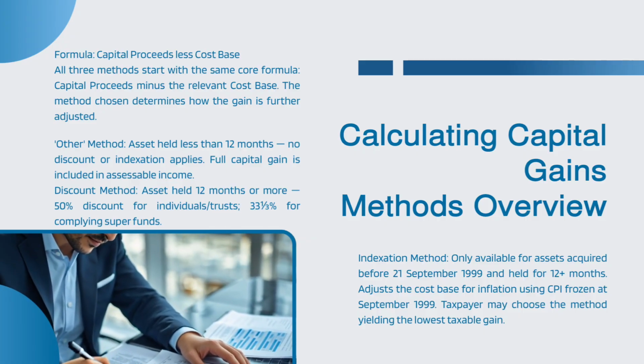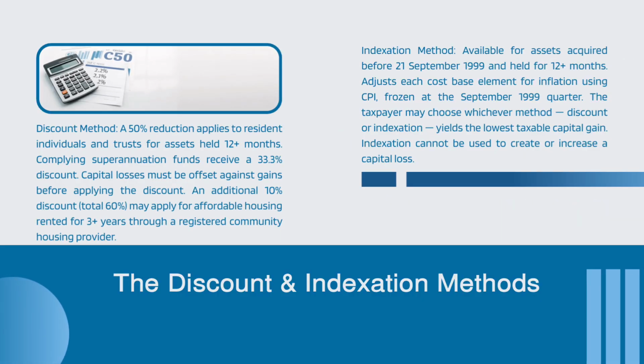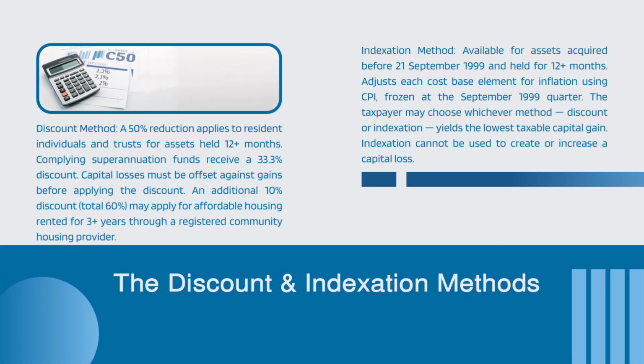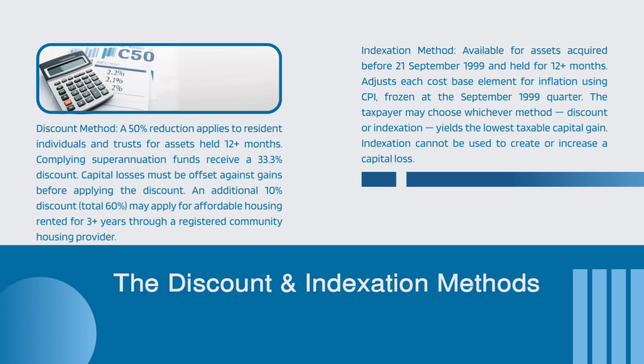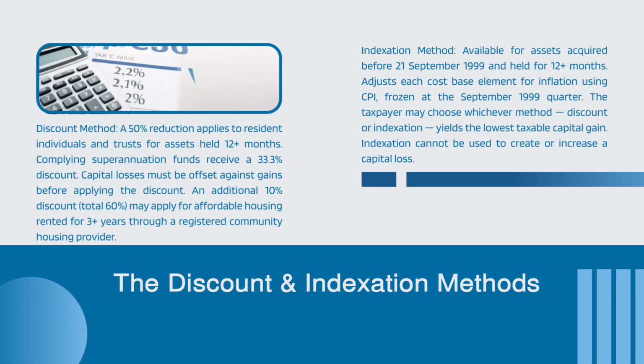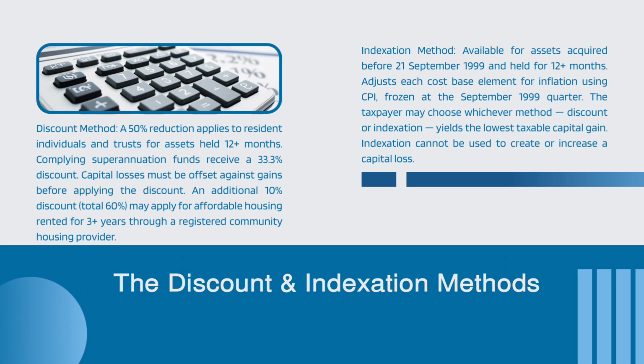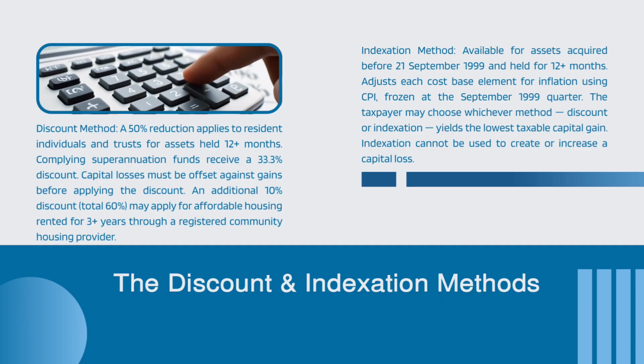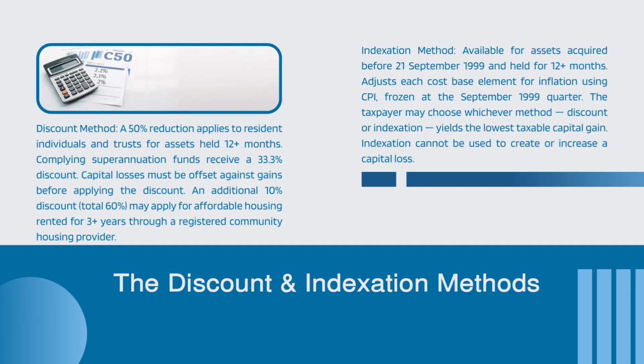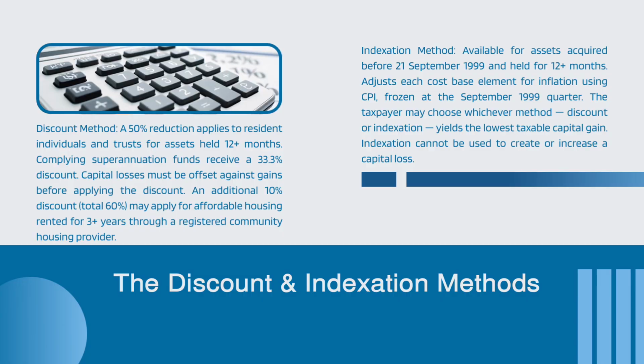For assets held over 12 months, the discount method is incredibly valuable, effectively cutting the taxable gain in half for individuals. Crucially, any capital losses must be applied to the gain before you halve it. There is also a bonus discount of up to 10% available for properties used for affordable housing for at least 3 years. Alternatively, for older assets bought before late 1999, you can index the cost base for inflation up to September 1999. Software usually calculates both, allowing you to choose the method that yields the lowest taxable capital gain.